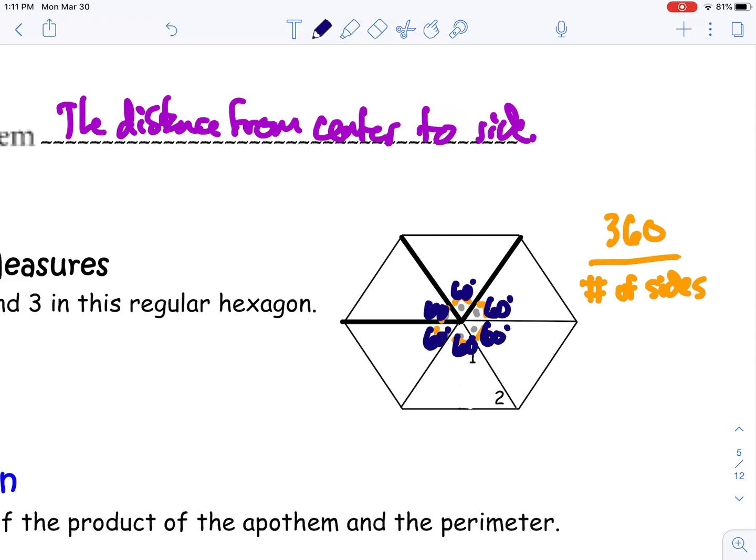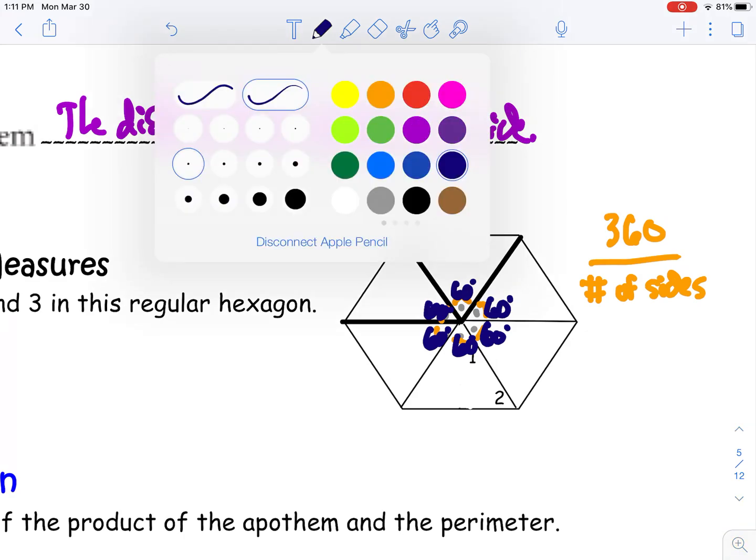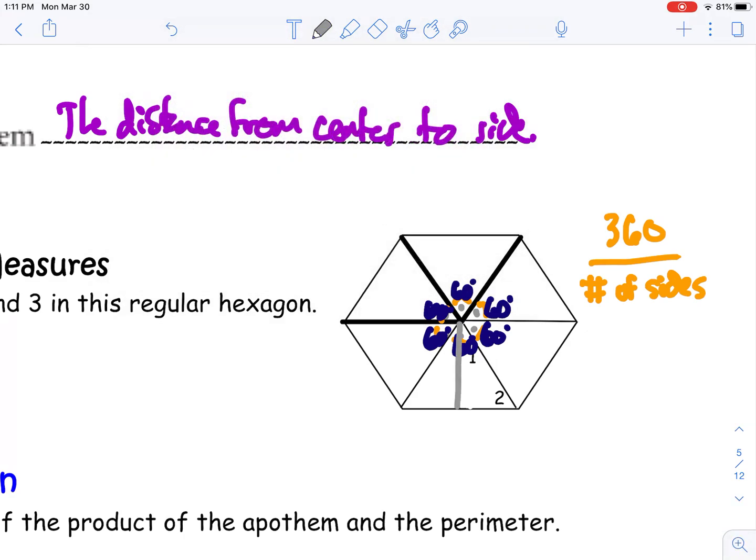Now, this will be handy when we talk next week about drawing in an apothem and splitting things possibly into special right triangles, in this case 30, 60, 90, which will allow us to find the area of one of the triangles and then find the area of the whole figure.